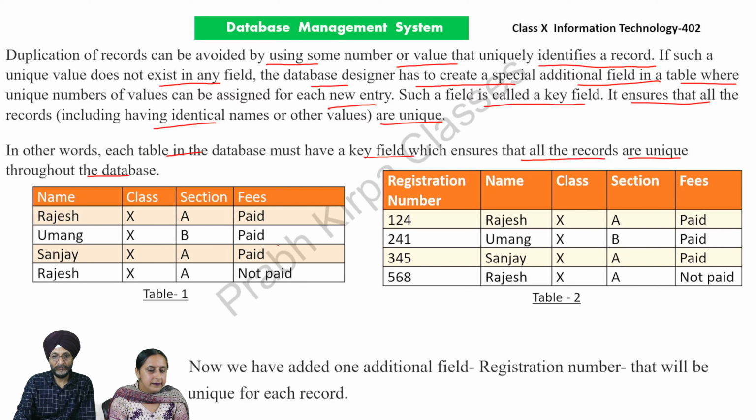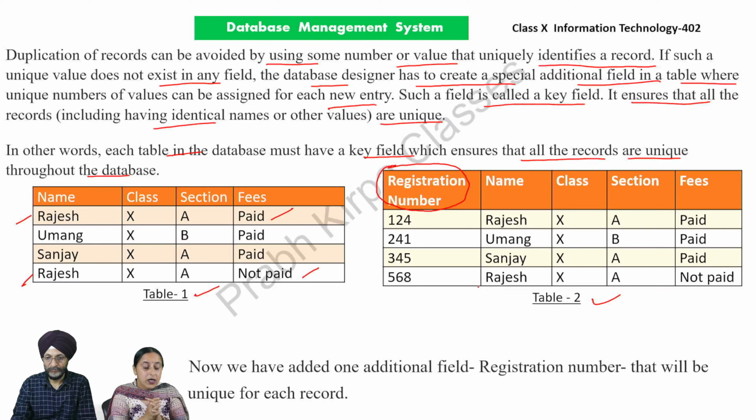Now see the difference between table 1 and table 2. In case of table 1, we were not able to understand whether there are two students having the same name, that is Rajesh, or there is some clerical error in feeding data. So to avoid duplication of records and to make each record unique, we have added one additional field, registration number, in case of table 2. Now the position is clear that there are two different students with the same name, as the registration number is different in both the cases.